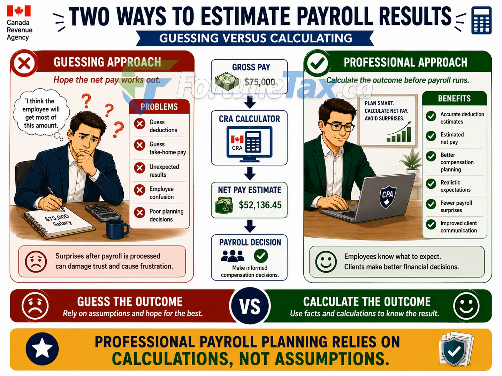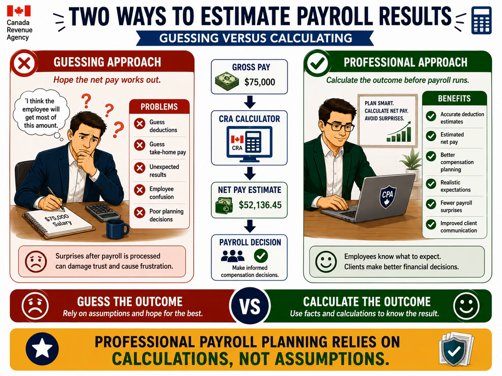The biggest issue is uncertainty. Nobody knows exactly what the outcome will be until payroll is processed. That uncertainty creates risk. Now let's look at the professional approach shown on the right side of the slide.